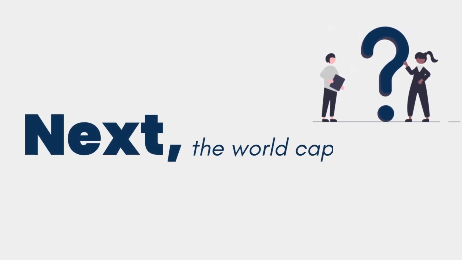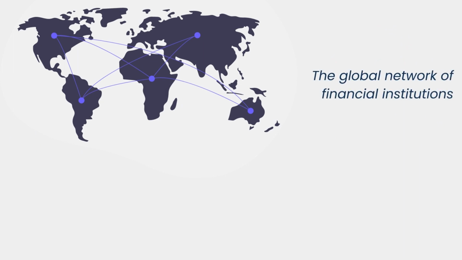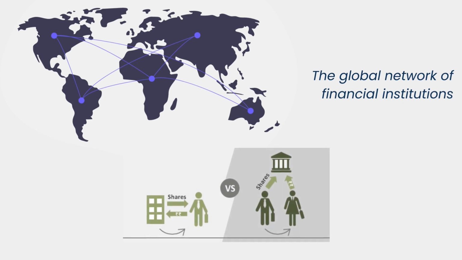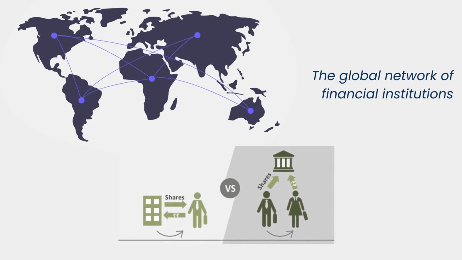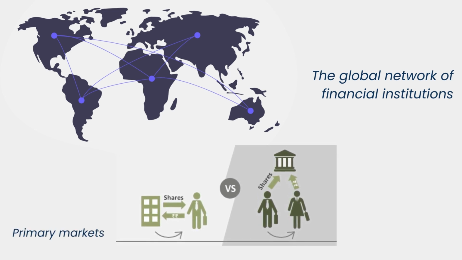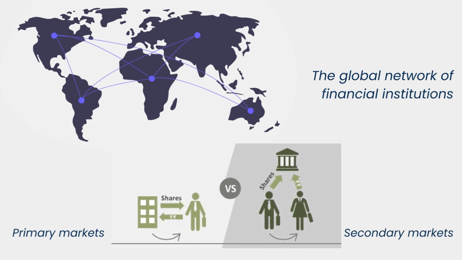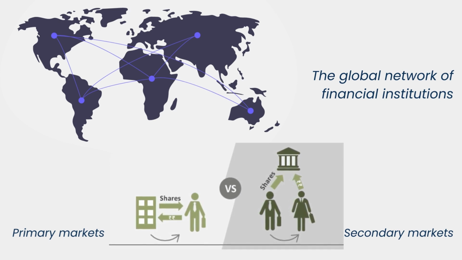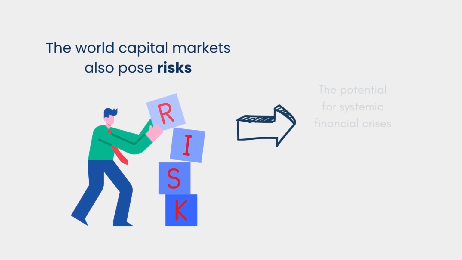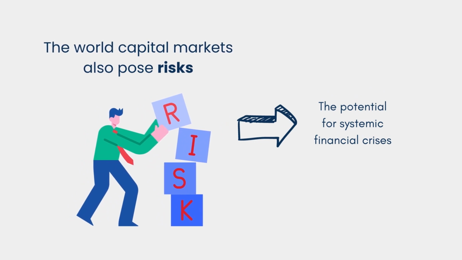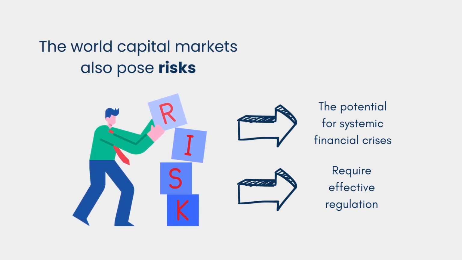Next, we move to the term capital market. It refers to the global network of financial institutions, exchanges, and markets, where securities such as stocks, bonds, and other financial instruments are traded. It includes both the primary market, where new securities are issued and sold to investors, and the secondary market, where existing securities are traded between investors. However, world capital markets also pose risks, such as the potential for systemic financial crisis, and require effective regulation to ensure their stability and integrity.